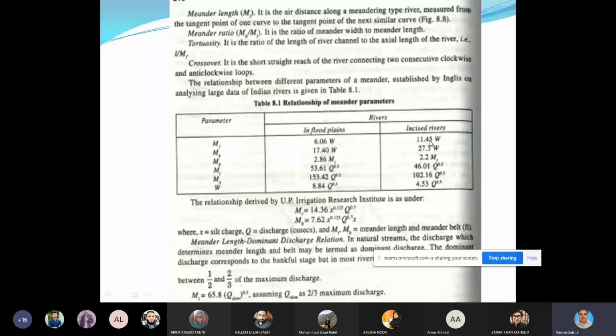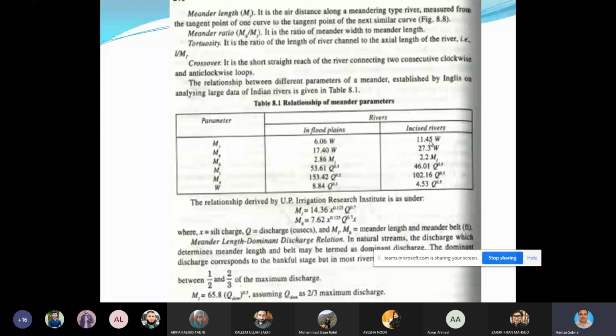So instead of actually measuring the meander length, you find the effective width of the river, the value of W, from these formulas, and multiply by this constant, so you get the meander length. Likewise, meander belt is 17.4 times the effective width. So in this way, various relationships have been established.